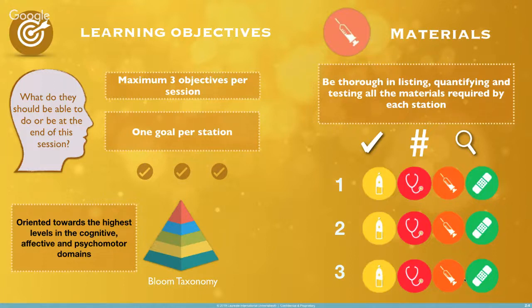When you describe the materials, please be specific. Don't put only gloves, okay? You need to be specific about how many gloves, how many needles you need, how many mannequins, for which station. This is very important for the success of this learning session, okay? Always be very specific and go to the details.